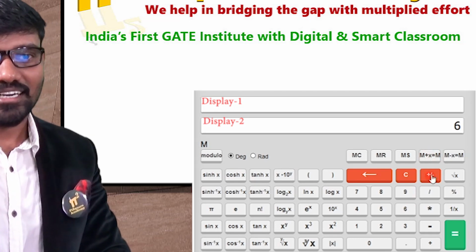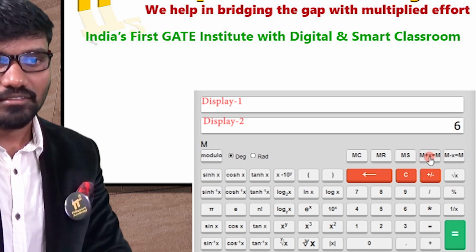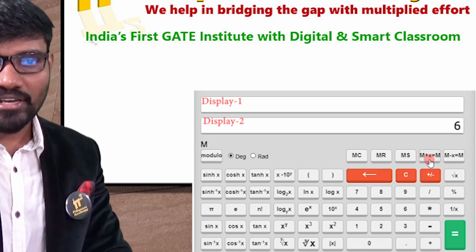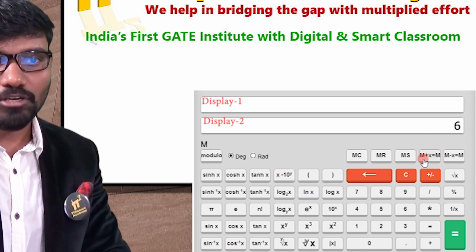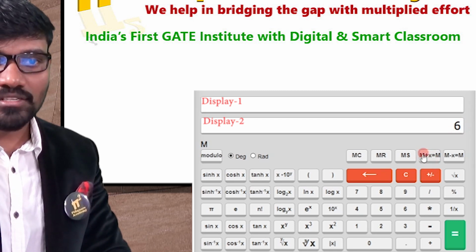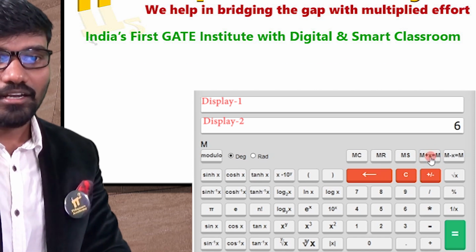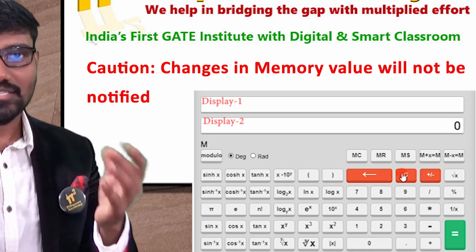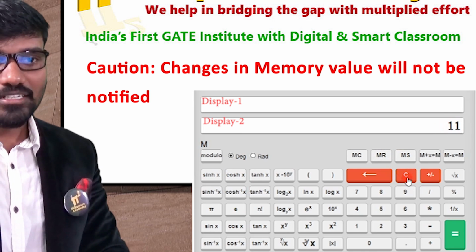Suppose 6 is there in the display. Now what will happen if I hit this? What was the value stored in memory? In memory 5 was there. What is the value of x? Whatever is there in the display, that is the value of x. Now it will perform m plus x and store the result in the memory, that is m. Now if I recall the memory, tell me what will be the number? In memory, 5 plus 6. Yes, 11. Okay.